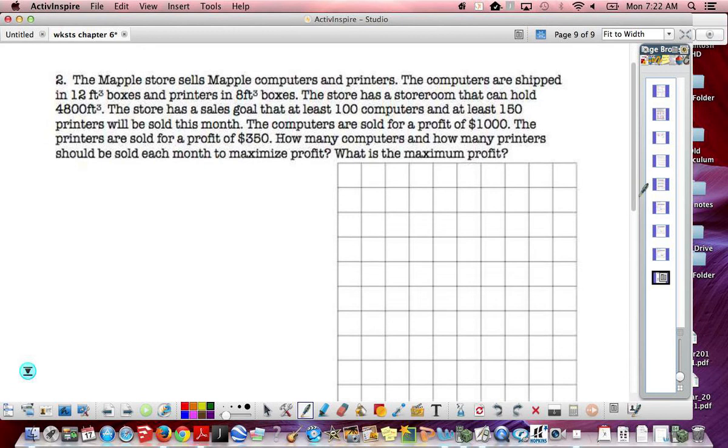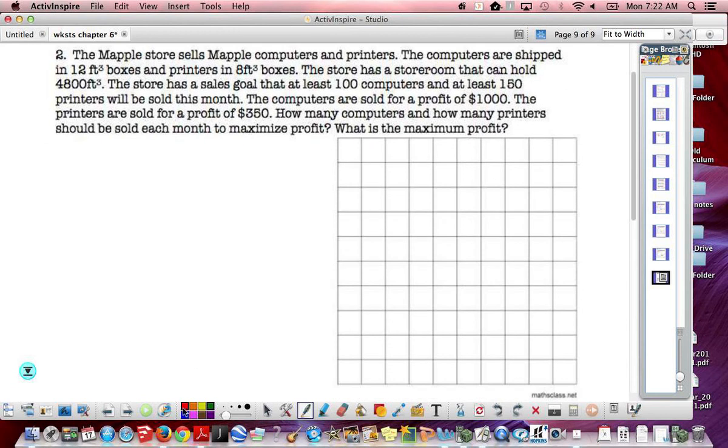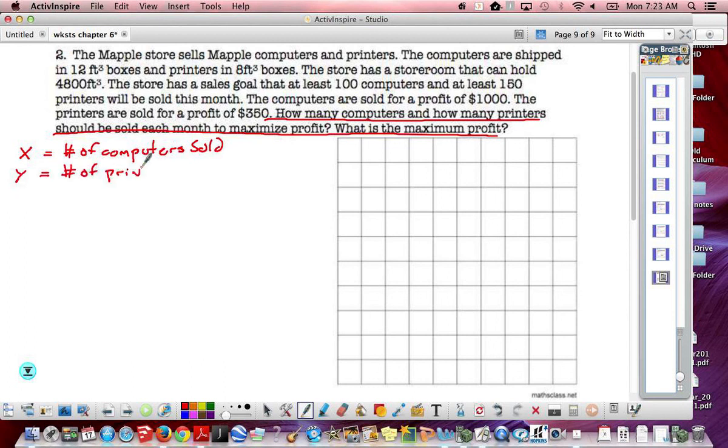So again, that last sentence tells us, in this case, really, last two sentences, what we want to find and what should be our variables. So X is going to be the number of computers sold. Y is going to equal the number of printers sold. P is going to be our profit.